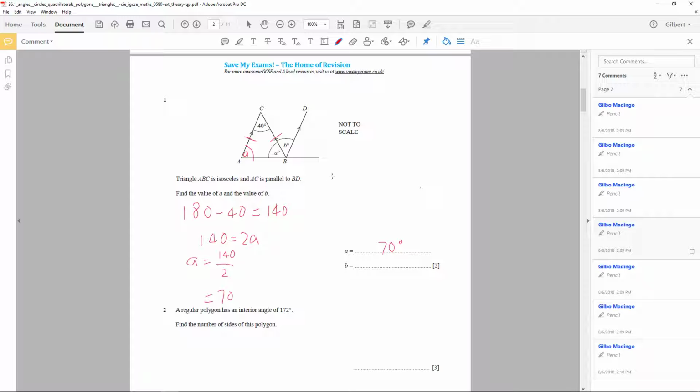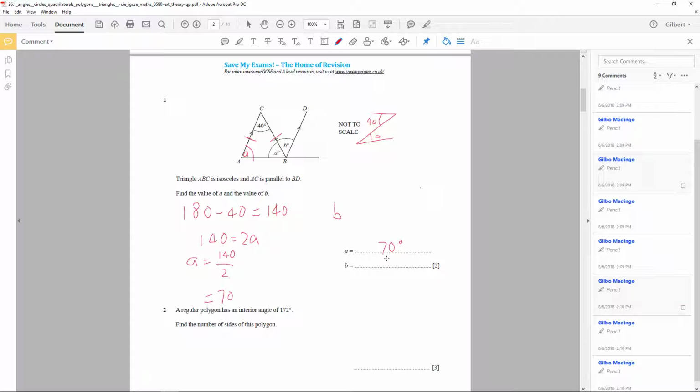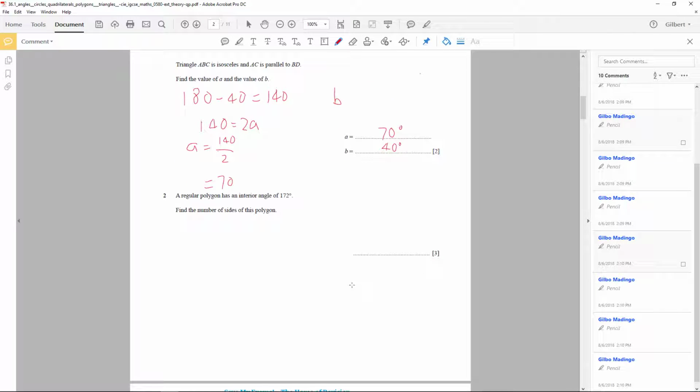Then what about B? Now, if you were to remember, last week we mentioned that this follows the exact rule. If you were to redraw this triangle, you could see that this is 40 degrees and this is B. Okay, so therefore B is equals to 40 degrees.